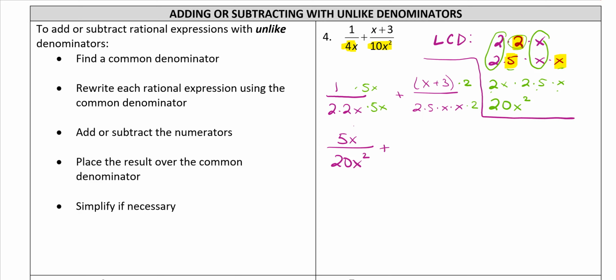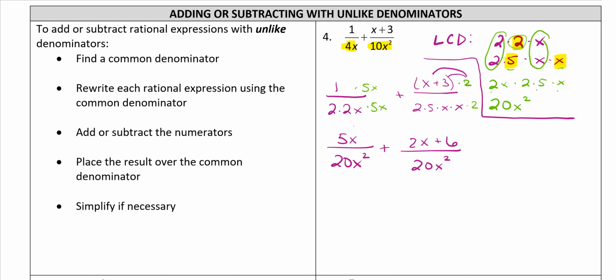And then plus, now we are going to distribute this, 2 times x and 2 times 3. So 2x plus 6. Again, on the bottom we have 20x squared. That's that common denominator that we found. 2 times 5 times 2 is 20, and then x squared. Now, do not start going crazy here and canceling things out. I know it's tempting to go, oh, look, 5 goes into 20 and we can divide, and yeah, that's fantastic, but then you're going to end up right back to the first problem that we started with.